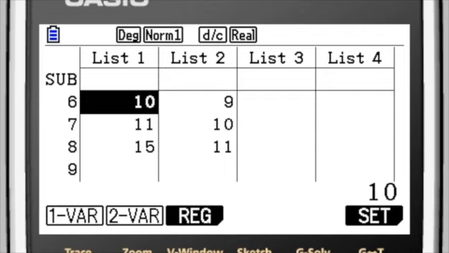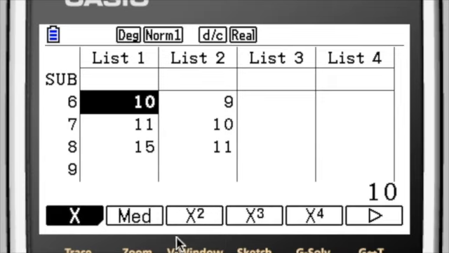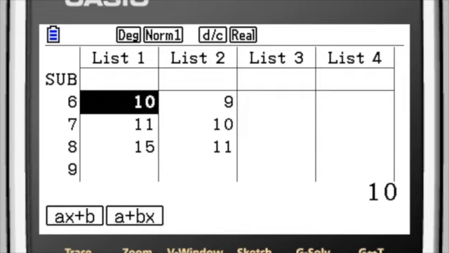REG stands for regression, which is the technical term for the procedure we're doing. We now have a number of choices. We are going to choose just a straightforward linear regression, which is done by choosing F1 x. There are two possibilities here, ax plus b or a plus bx. They do not differ very much, so I will choose F1 ax plus b.